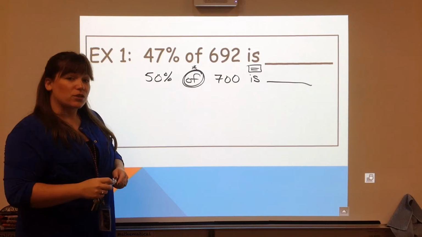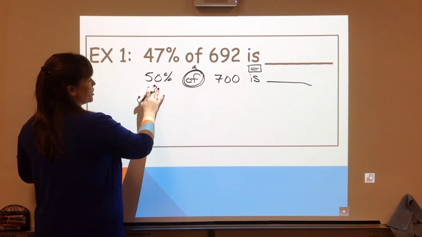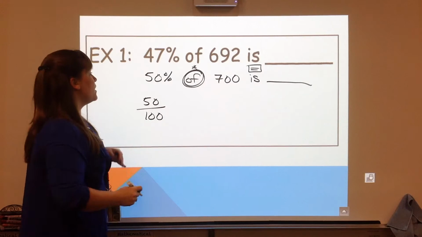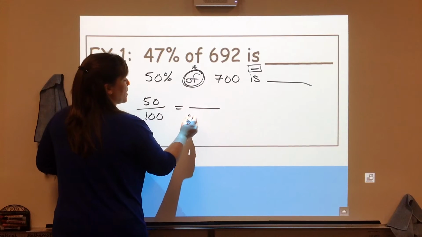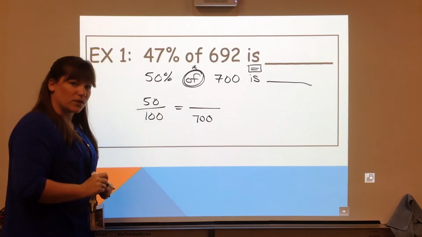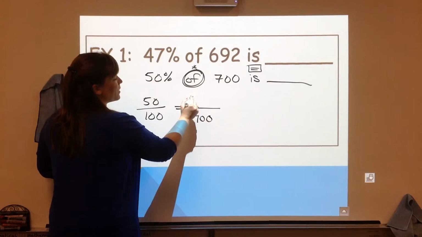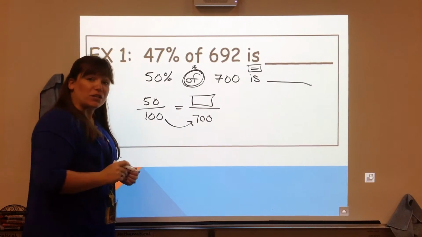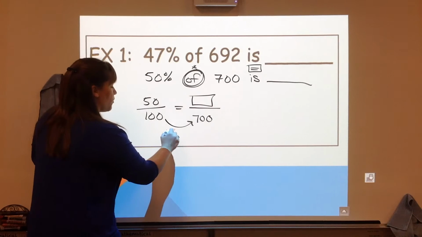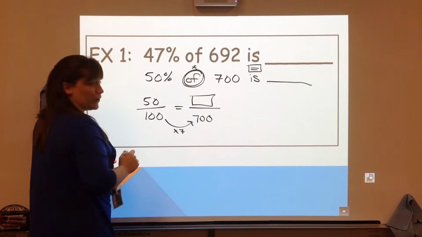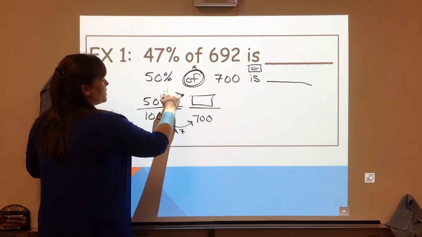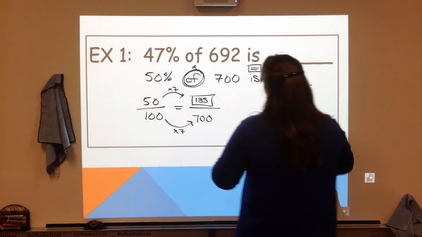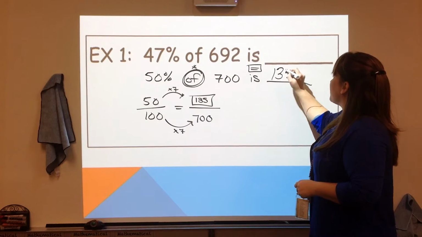So to solve this using proportions, we are going to change 50% to its fraction equivalent, 50 over 100. That is going to be equal to something over 700. So that 700 becomes the denominator, and we have to find the numerator. That's simple because we've changed these numbers to be compatible with each other. We're going to multiply by 7 to get from 100 to 700. And what we do to the bottom, we do to the top. And that makes our answer. What is 50% of 700? It is going to be 350.